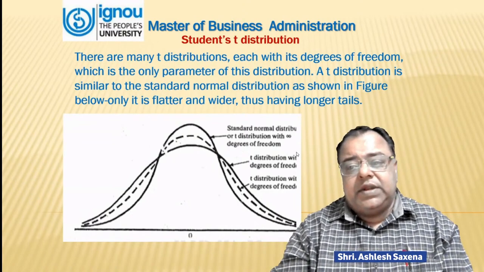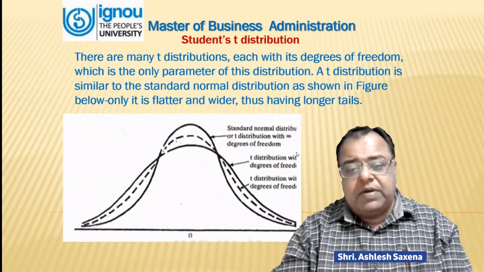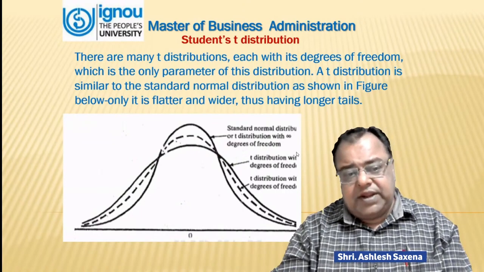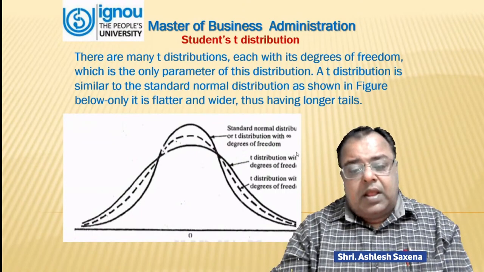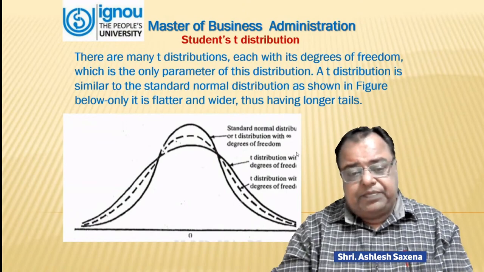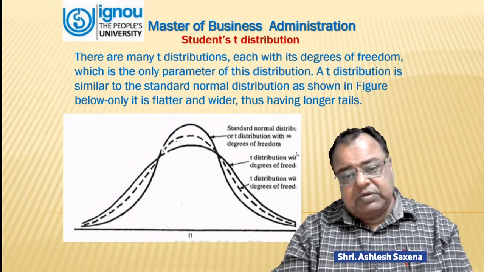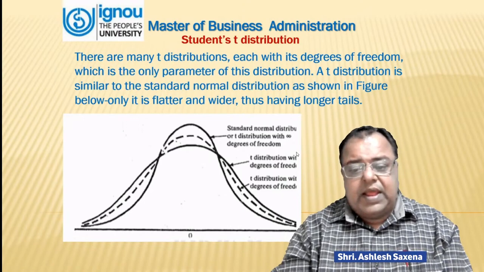The distribution is similar to the standard normal distribution, as shown in the figure. It is flatter and wider, thus having heavier tails. As we can see in the diagram, this is the distribution. Number three, there are many T distributions. Each is related to its degrees of freedom, which is the only parameter of the T distribution.